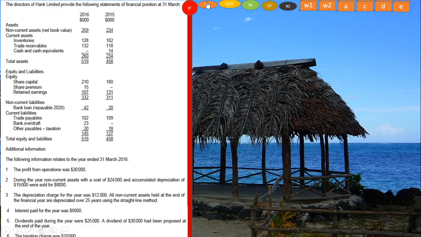So this is our question. Now let us work out the working notes. So non-current assets, if you look up here, net book value. Net book value is the cost minus depreciation, or you can say book value less depreciation. So this net book value is not at cost, just remember that.